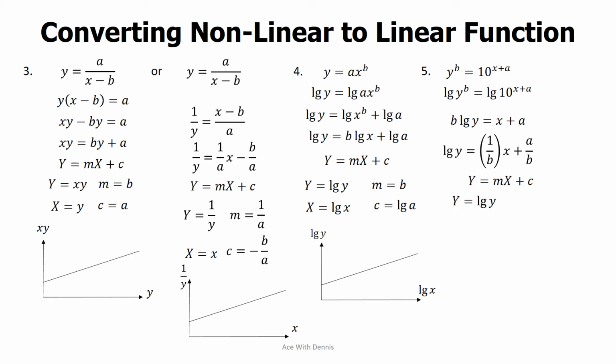So capital Y equals m capital X plus c. The capital Y equals log y. The gradient m equals 1 over b. The capital X equals x, and c is a over b. When we plot the graph, the x-axis will be x, the y-axis will be log y, and we can get a straight line.